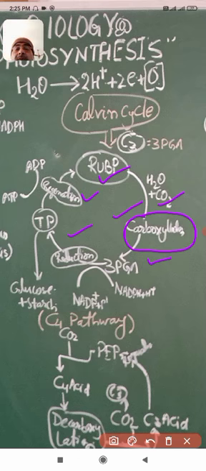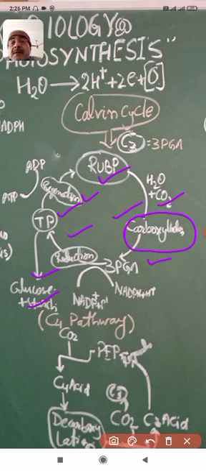So what is going to happen? See here, this PGA gets reduced. It gets reduced by the utilization of NADPH plus H. And what will happen when it is reduced? NADP plus will be formed, and one phosphate will be detached. So reduction takes place, and it results in the formation of triose phosphate, TP. This triose phosphate accelerates the generation of glucose and starch, which is the purpose of this photosynthesis.